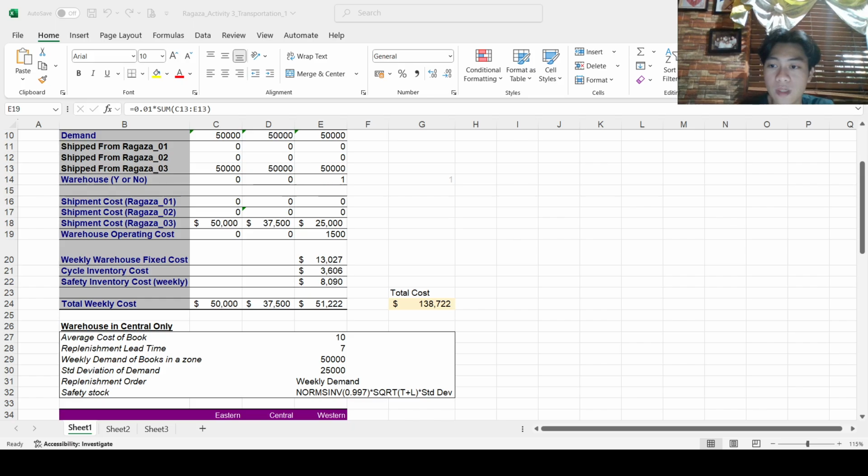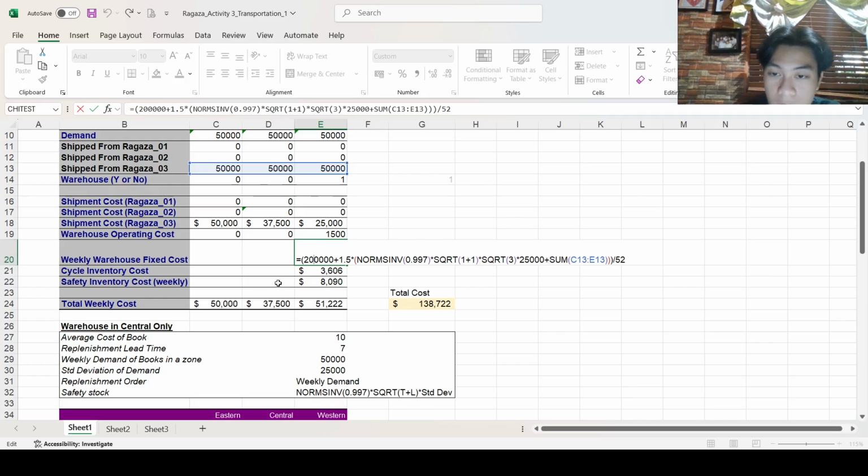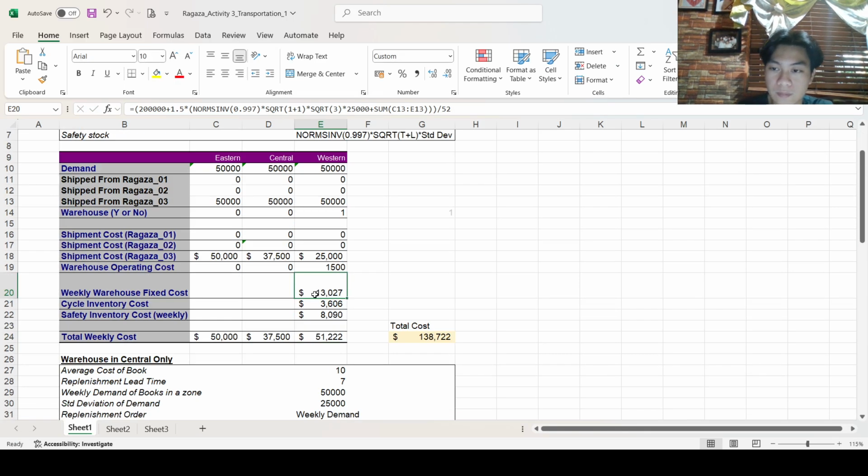Now moving on to the weekly warehouse fixed cost. To achieve the 13,027, this is the formula: 200,000 plus 1.5 times the probability of 0.997 times the square root of 2 times the square root of 3 times the 25,000 from the standard deviation of demand plus the sum of the ship demand from each region, and then divided by 52, which is the total weeks in a year, and then we will get the 13,027.